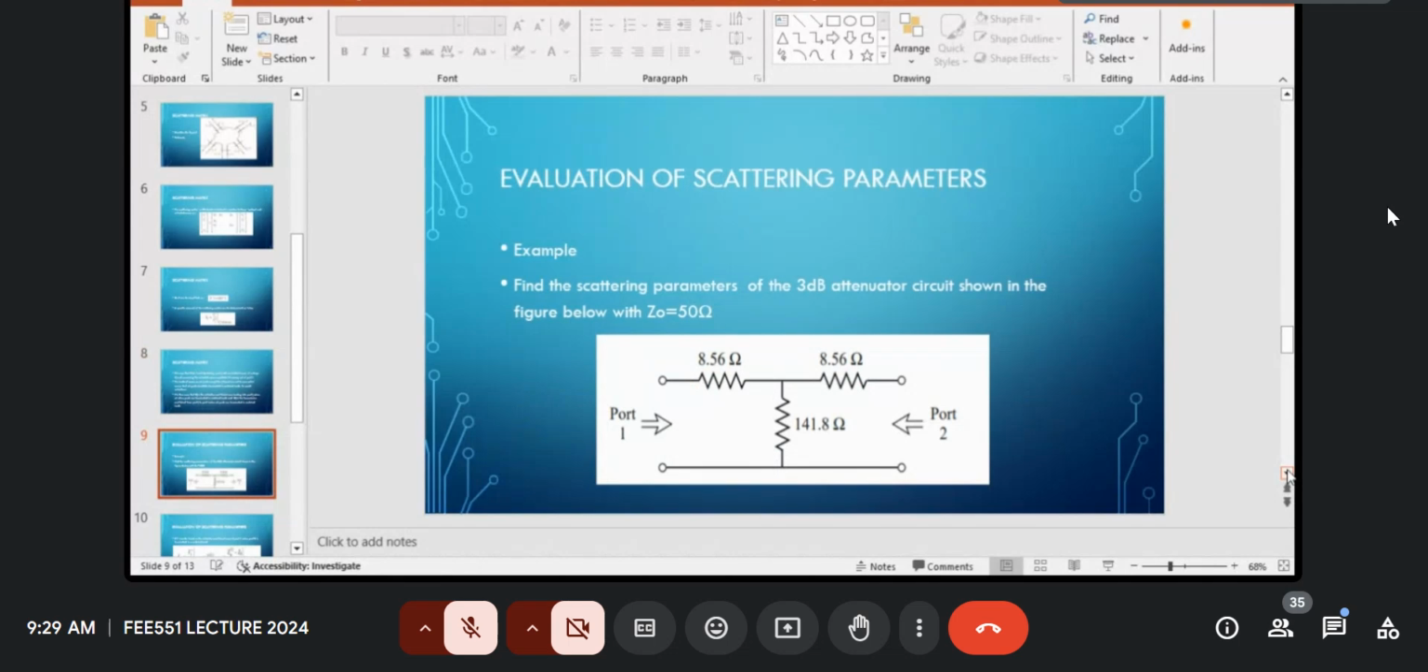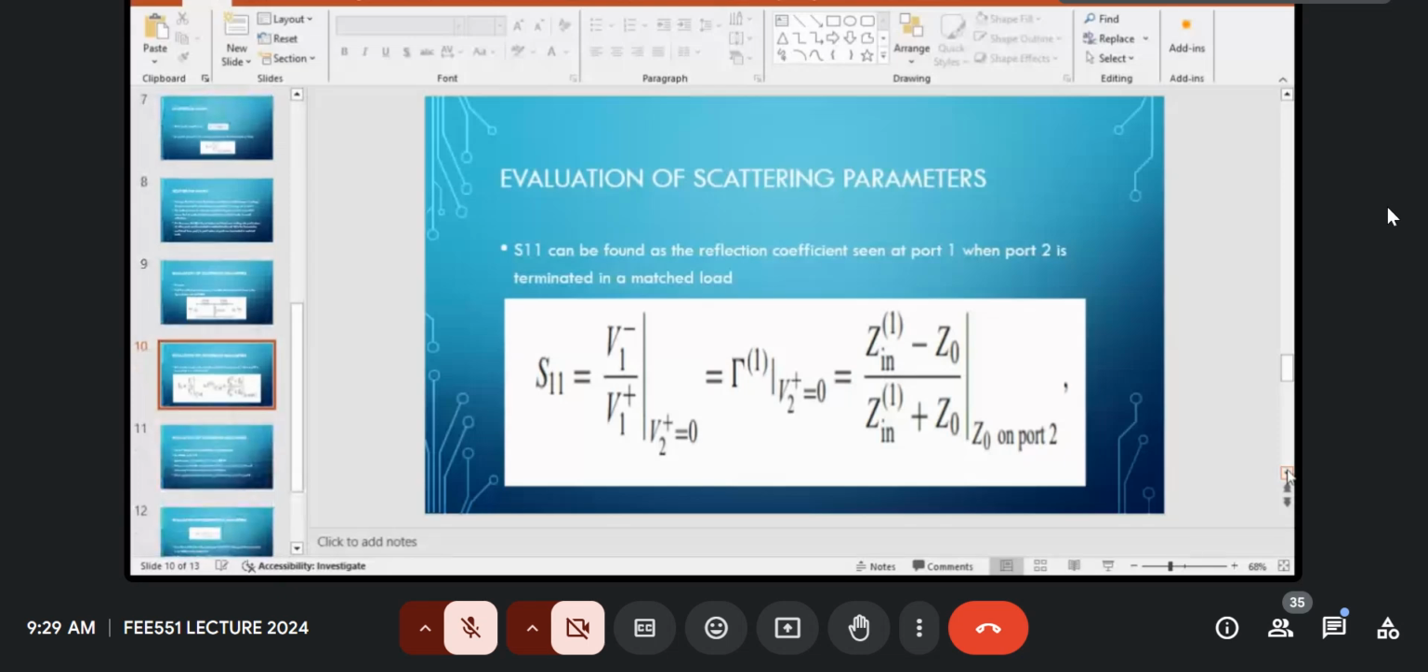Let's do an example. Then Ochor will look at the properties of the S matrix. His presentation has covered that. Evaluation of scattering parameters. So, a simple example: we'll find the scattering parameters of the 3 decibel attenuator circuit shown. Because this is a 2-port network, the S matrix will have 4 elements.